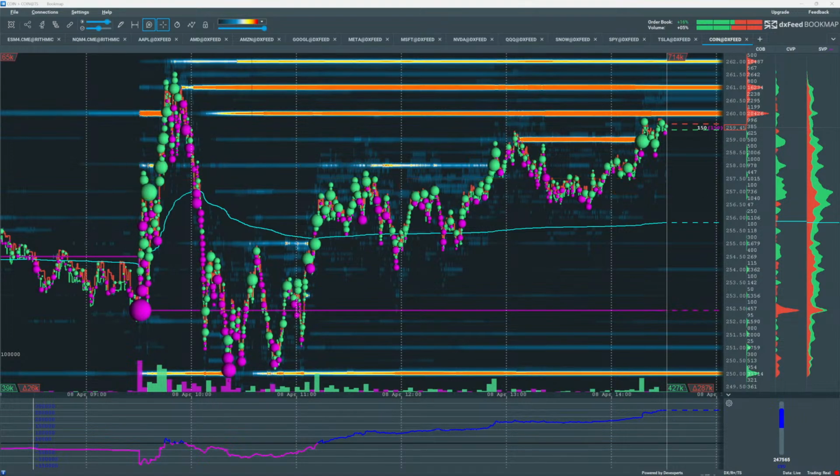Coinbase heading up to the liquidity above. More aggressive buyers in now. You can see all the green volume dots. Cumulative volume delta continues to rise. Higher liquidity price targets above.